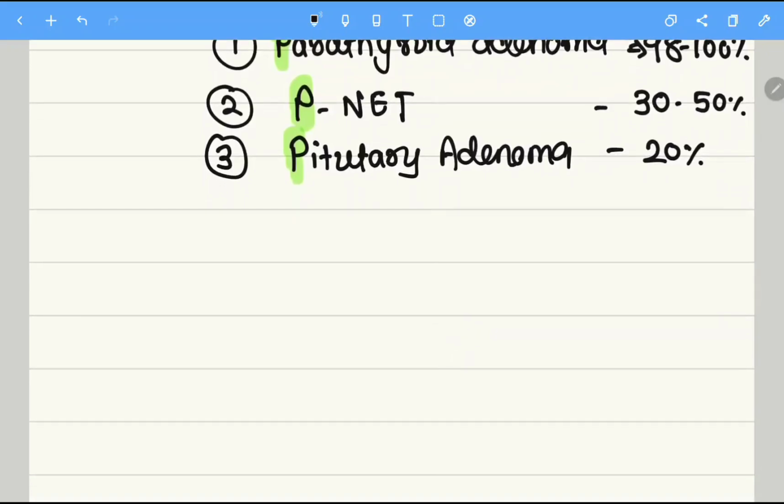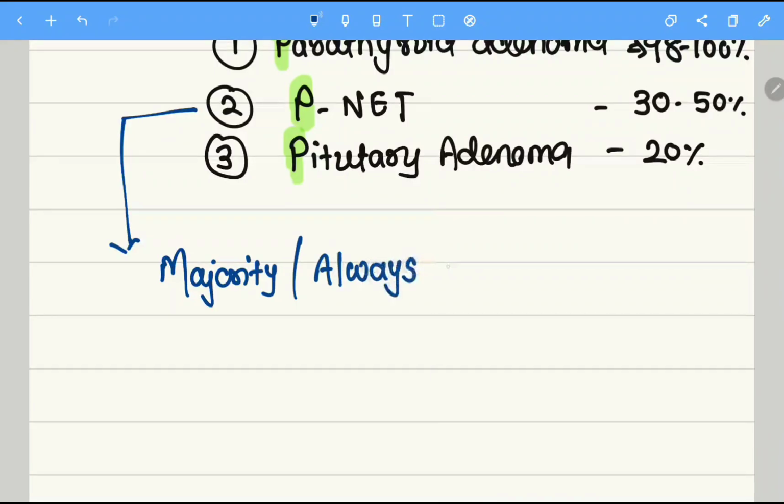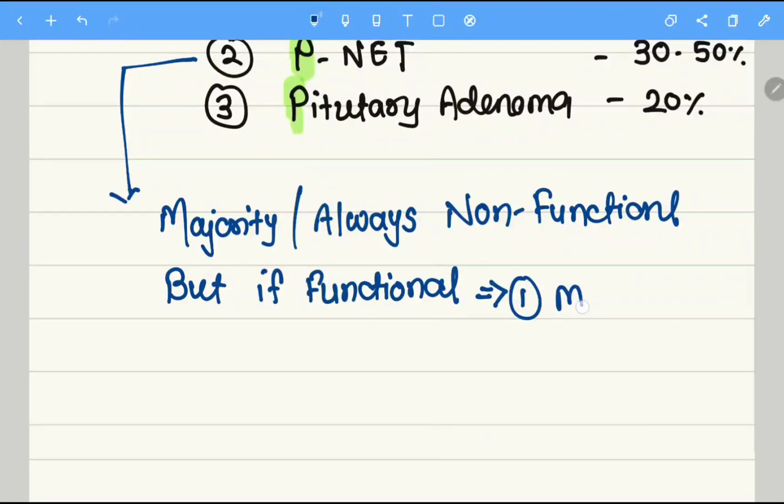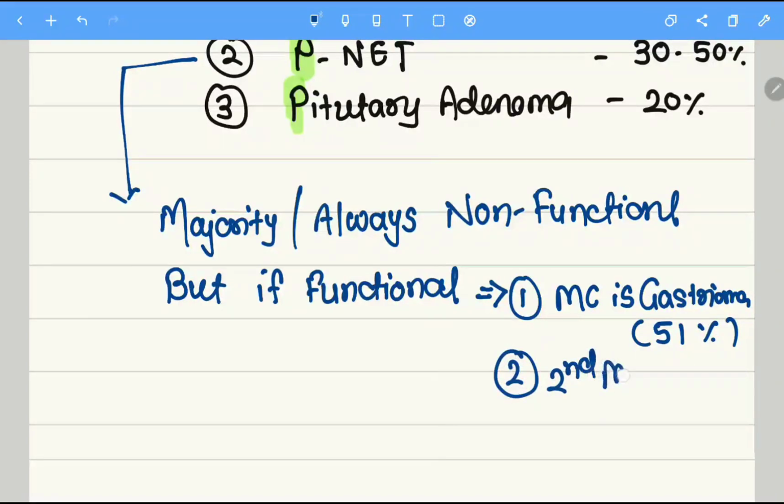What is so special about pancreatic neuroendocrine tumors in patients with MEN1? The majority are non-functional, they do not secrete any hormones or enzymes. But if functional, then the most common is gastrinoma, right? If functional, then the majority, 51% of patients, will have a gastrinoma. The second most common functional tumor is insulinoma.